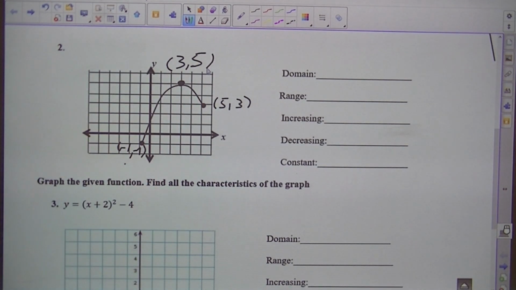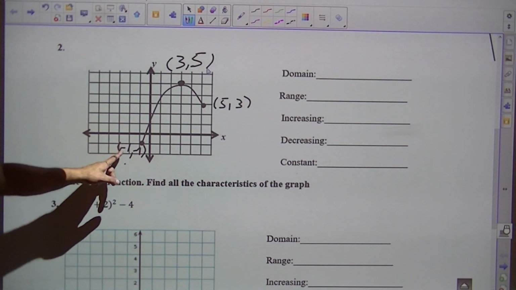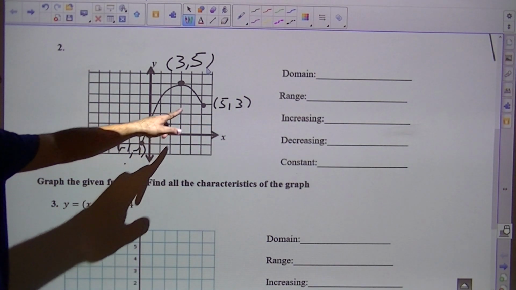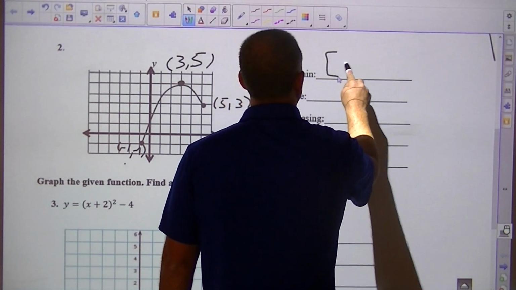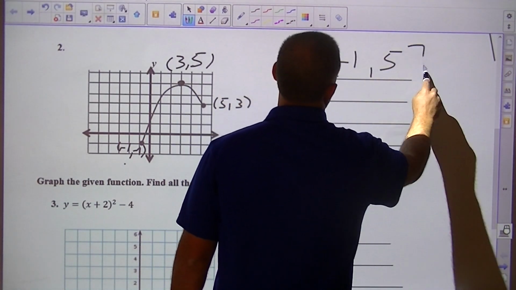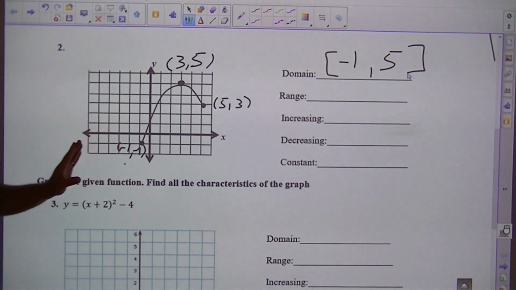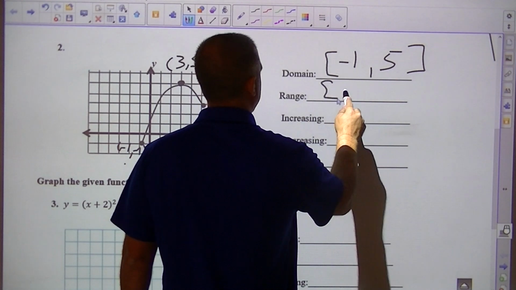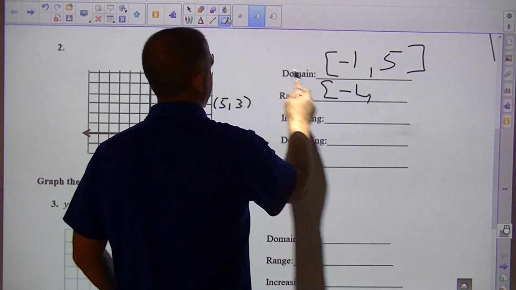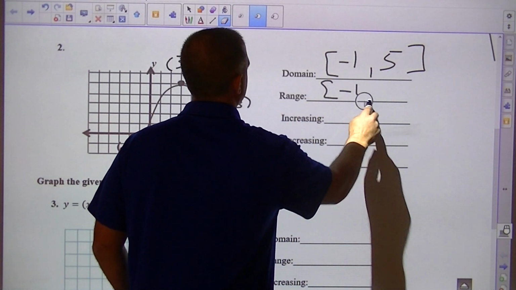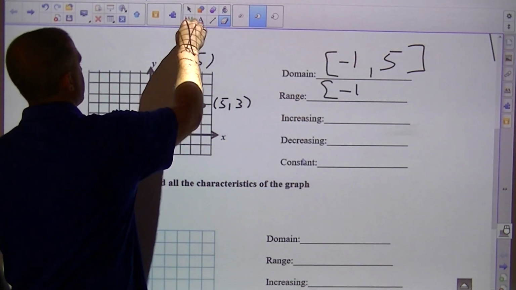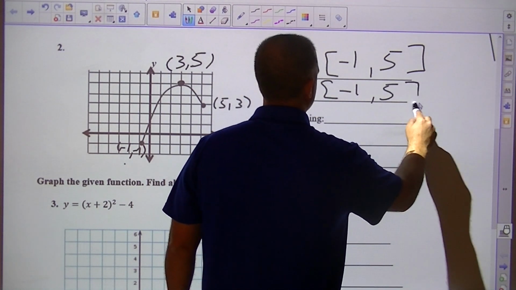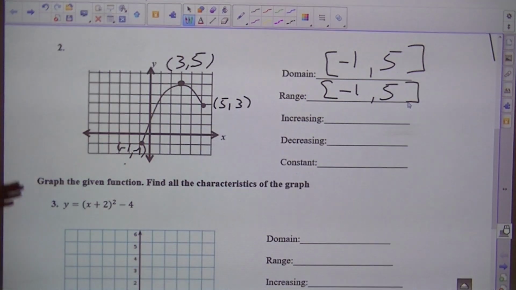Okay. All right, so my domain, smallest x value is -1. Biggest one is 5. Now, since these are closed-in points, notice how I write them with closed brackets. Okay? My smallest y value is also -1. That is a point. Whoops. Okay? And my biggest y value is 5. Also with the closed-in brackets. So it's basically the same domain and range, but with closed brackets.